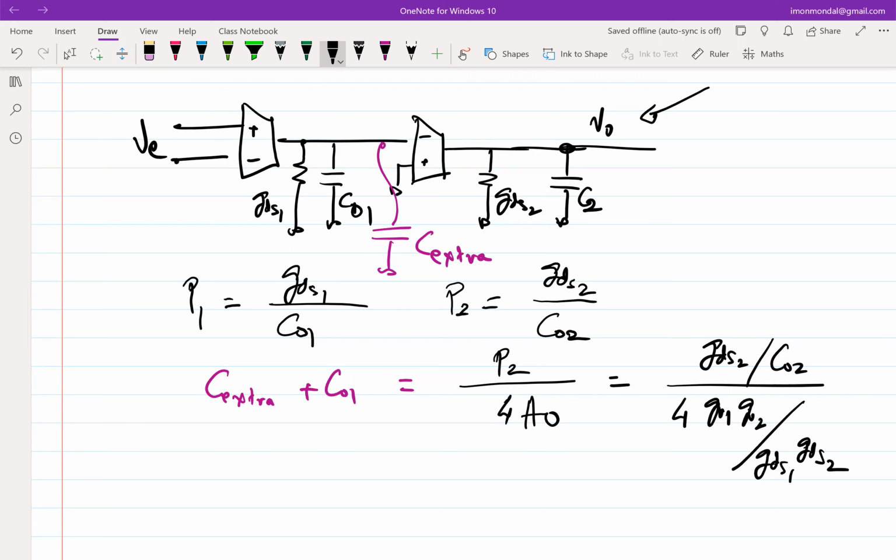Something is wrong. So this is GDS2 by C02 times 1 over 4. Yeah, what we are saying? The C extra plus C1 equals GDS1 by P1. P1 is P2 by this P1. It should be GDS1 equal to by 4.